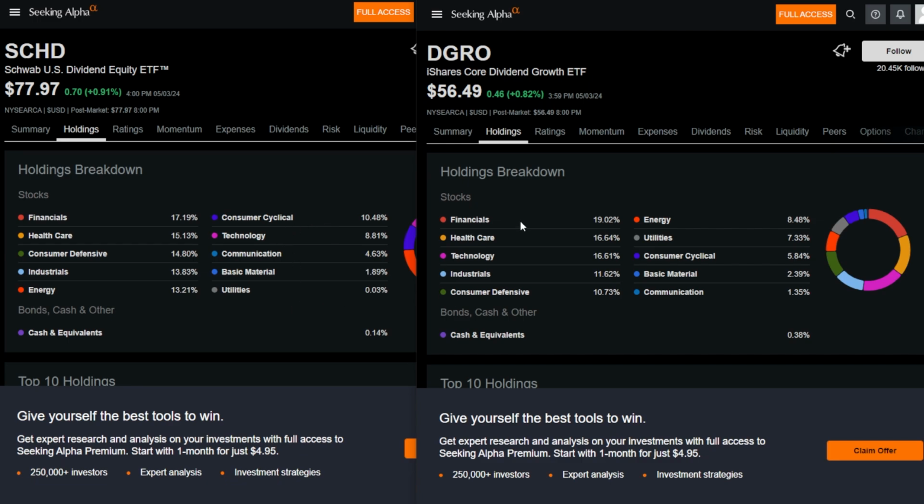For DGRO, it is similar, although one thing sticks out to me: financials, healthcare, and then technology. There's about double the technology in DGRO compared to SCHD, which I, as a younger investor, definitely see as a plus, because technology does have the potential to grow a little bit quicker, at least historically it has. Then we have industrials, consumer defensive, energy, utilities, consumer cyclical, basic material, and communication. So all in all, if you want to compare both of these just on holding breakdown sector-wise, I personally would say that DGRO wins, but again, let's keep looking.